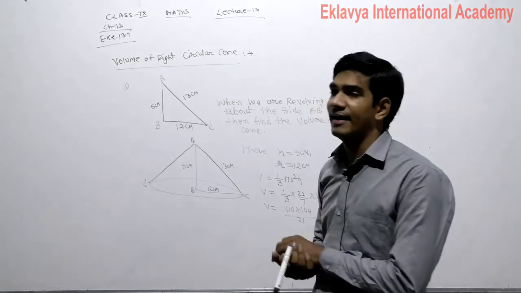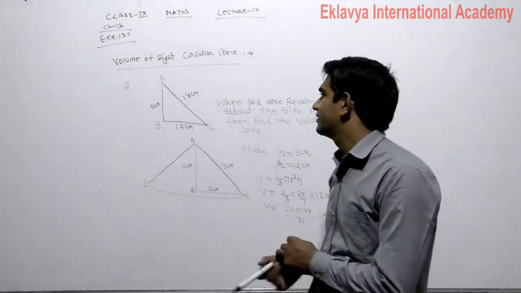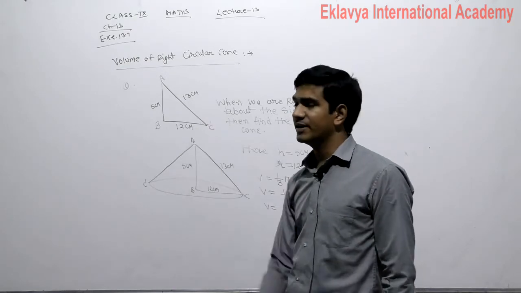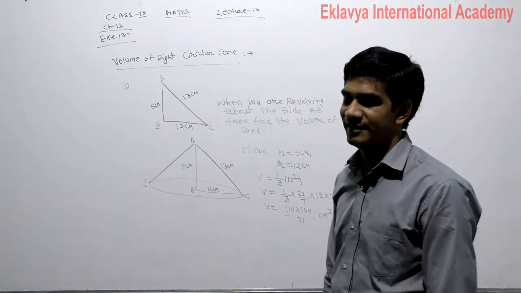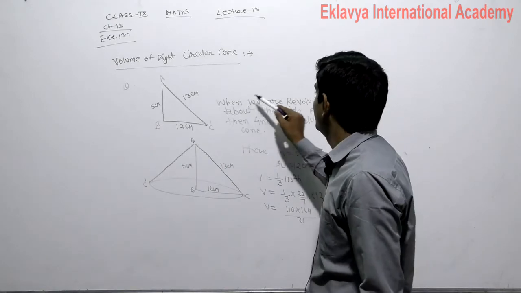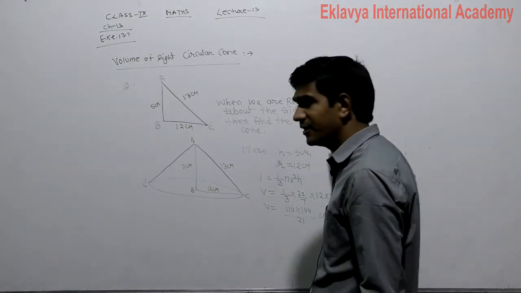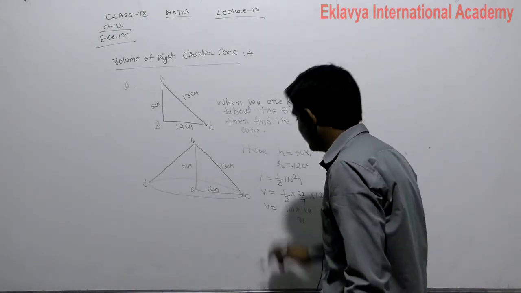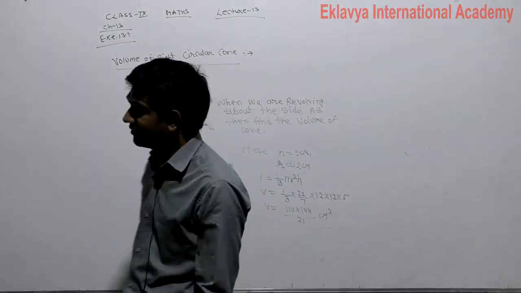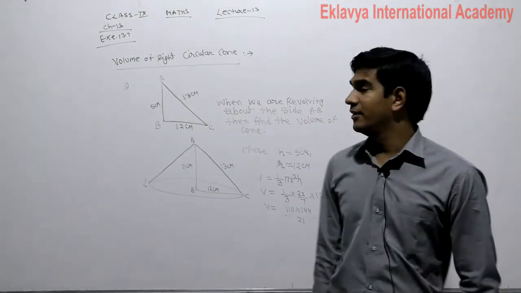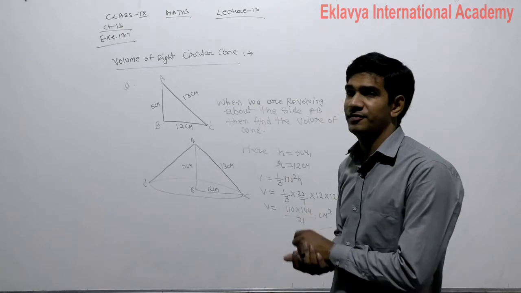ABC is a right angle triangle in which AB is 5 centimeter, BC is 12 centimeter, and AC is 13 centimeter. When we are revolving about the side BC, then find the volume of the cone. सेकेंड क्वेश्चन में क्या किया आपने? इसको किसके अलोंग रिवॉल्व किया है? We are revolving about the side BC.